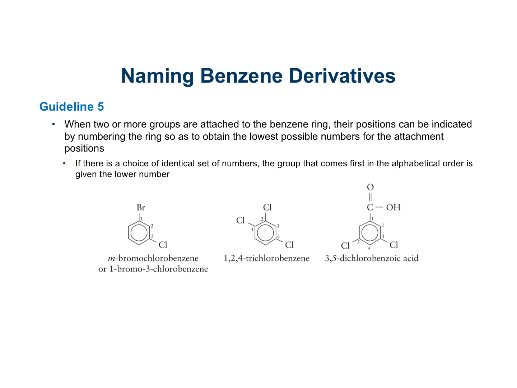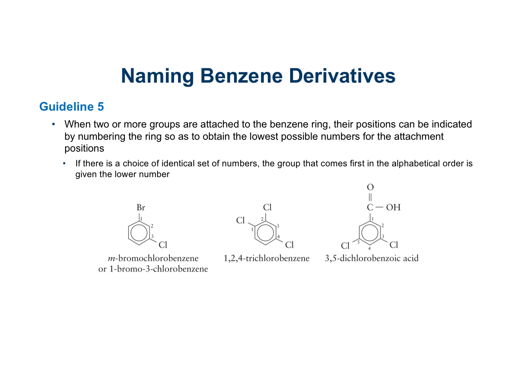Then, if 2 or more groups are attached to the benzene ring, their positions can be indicated by numbering the ring so that you obtain the lowest possible numbers for the attachment. Now, if there's a choice of identical set of numbers, the group that comes first in the alphabetical order is given the lower number. And here's some examples of that.